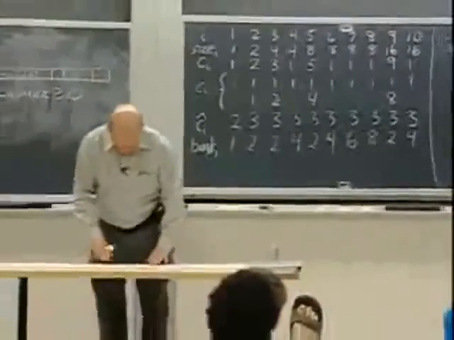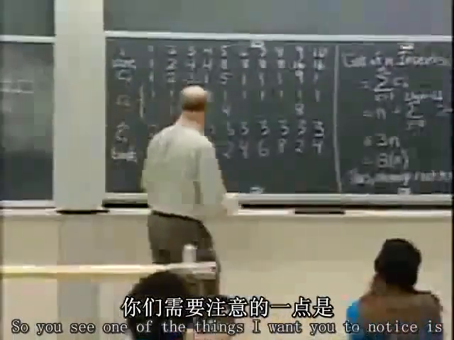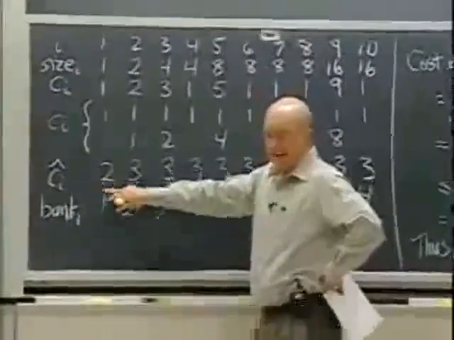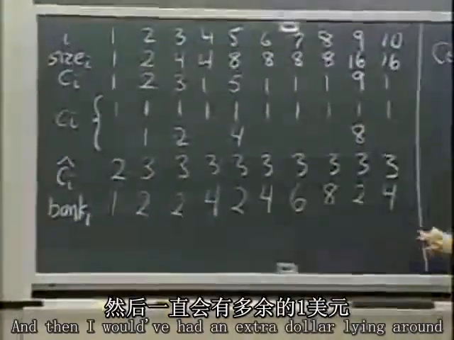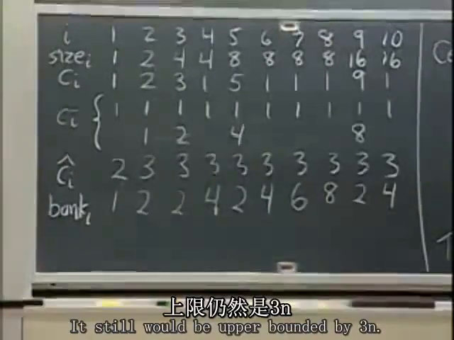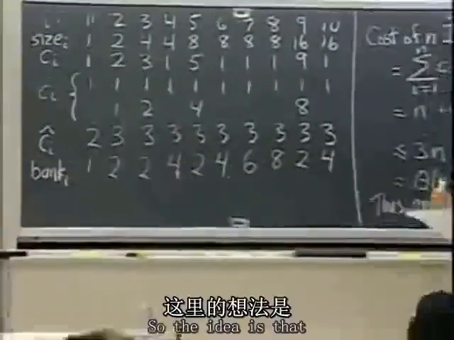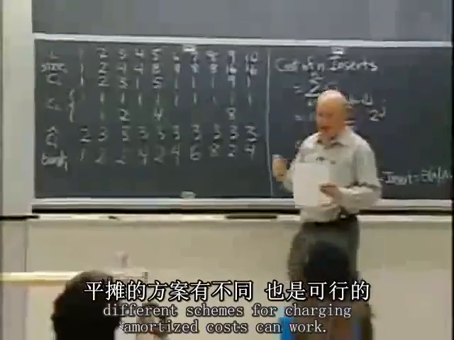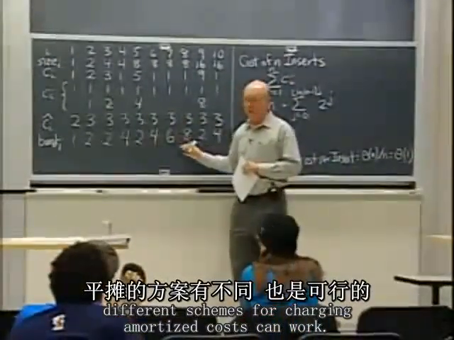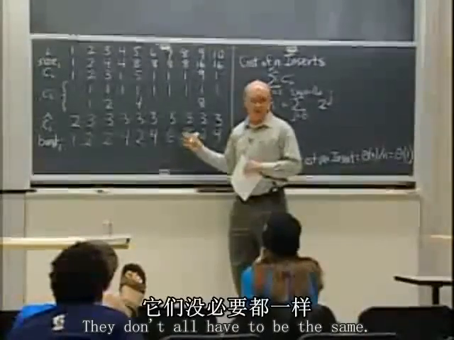Okay, so one of the things I want you to notice is I could have charged 3 here, and then I would have had an extra $1 lying around throughout here. Wouldn't have mattered. Still would be upper bounded by 3n. Okay, so the idea is that different schemes for charging amortized costs can work. They don't all have to be the same.